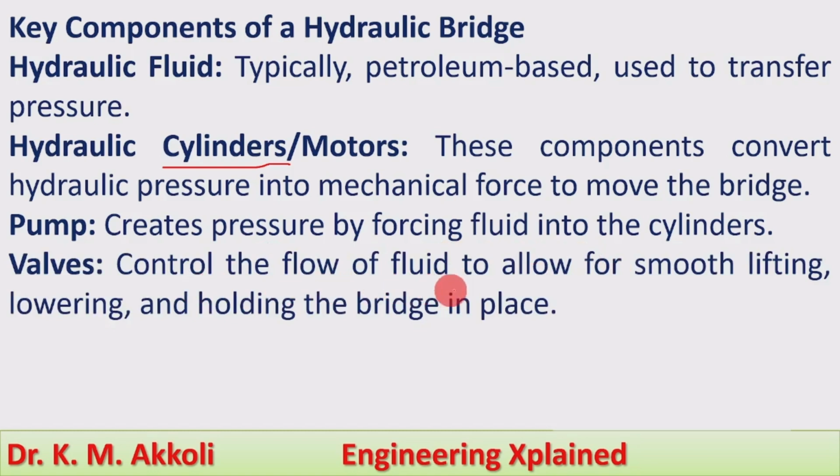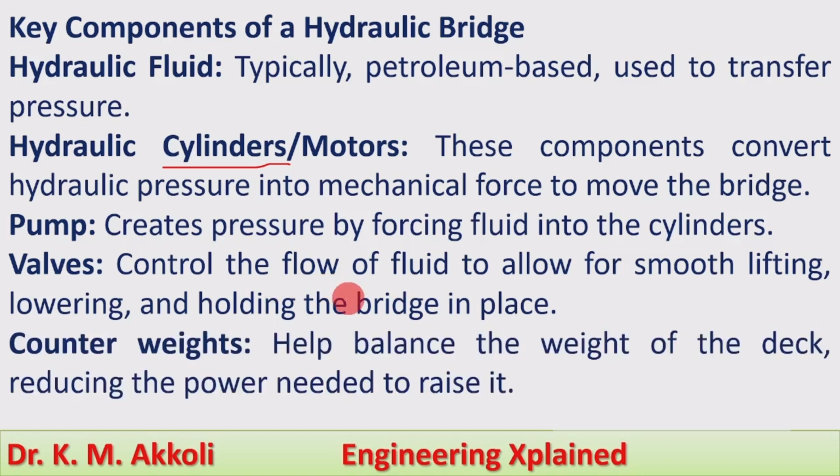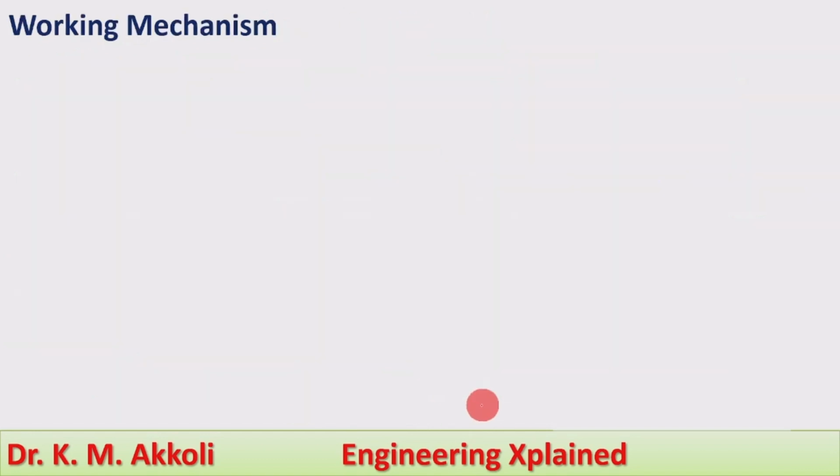Valves control the flow of fluid to allow for smooth lifting, lowering, and holding the bridge in place. All three functions are controlled by using the valves: the flow control valve, direction control valve, and pressure control valves. Counterweights help balance the weight of the deck, reducing the power needed to raise it. Balance weight is also used during the lifting.